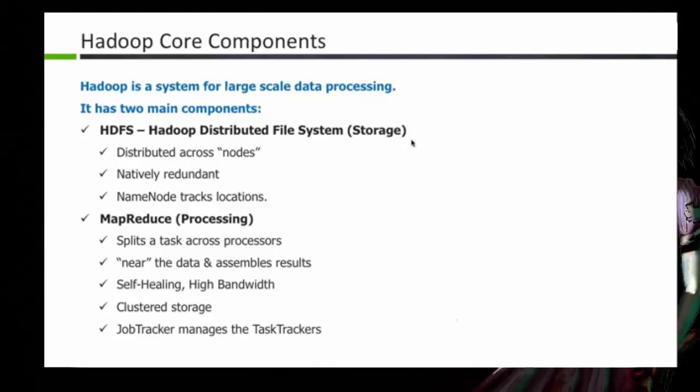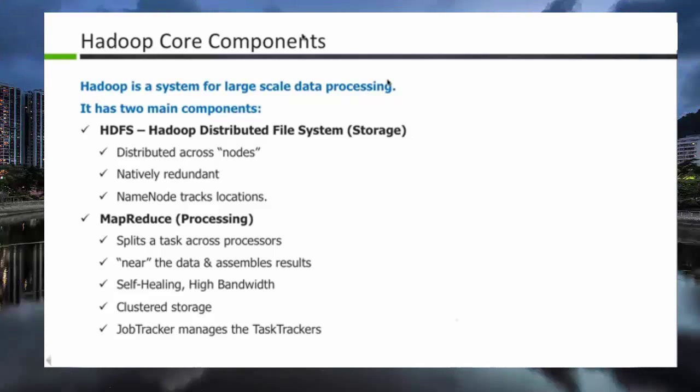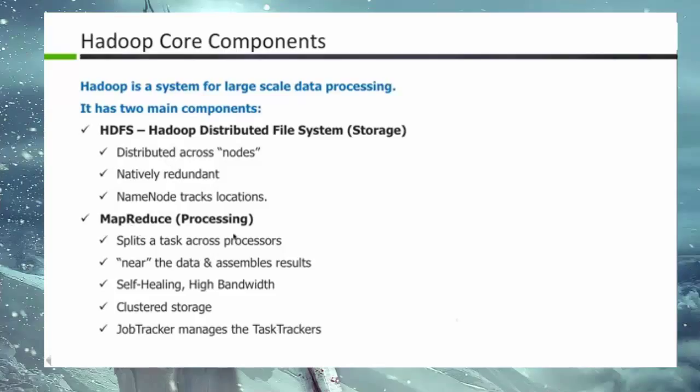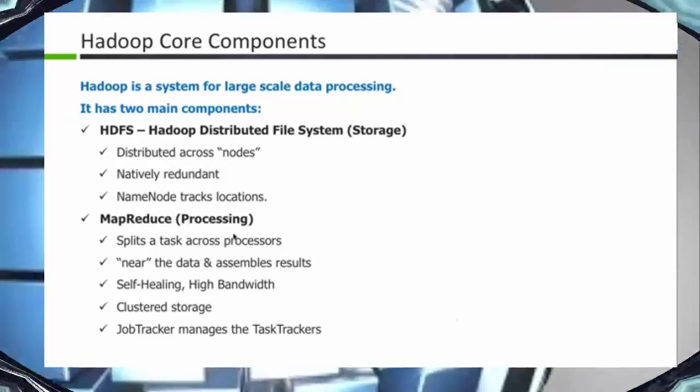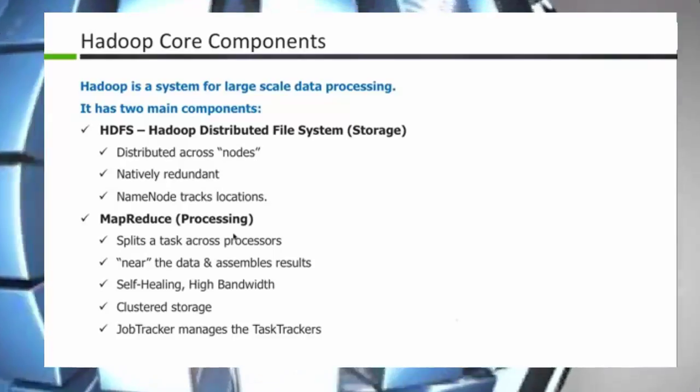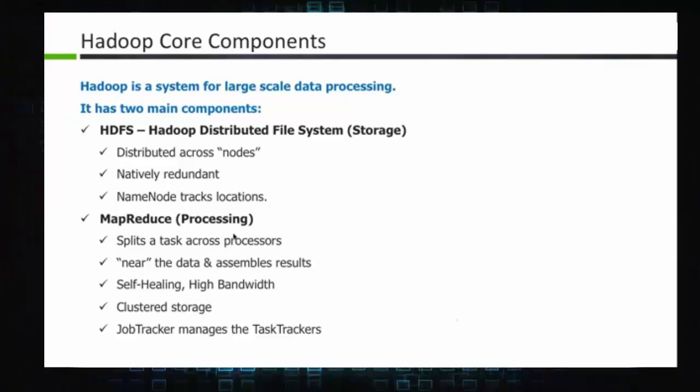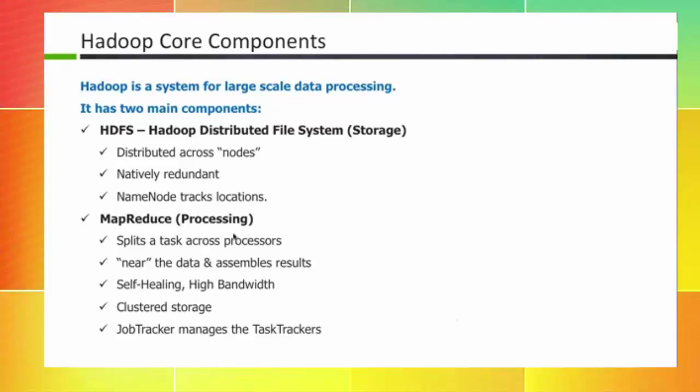Okay, one is your HDFS, which is the Hadoop distributed file system. The other one is your MapReduce, which is used for processing. Now, as we've seen, Hadoop distributed file system is nothing but a cluster of machines which are combined together where the data is stored.